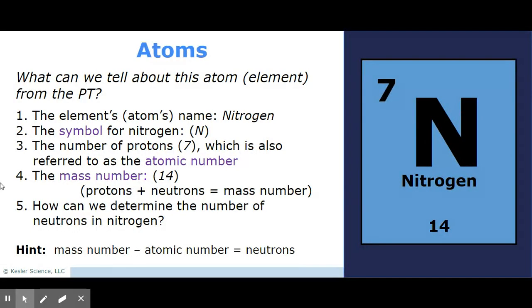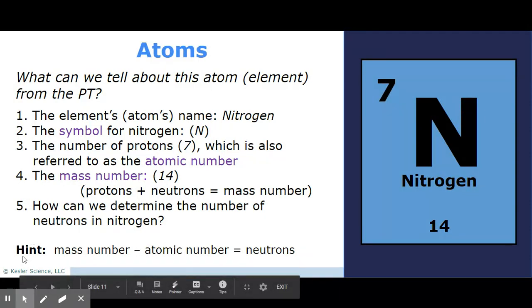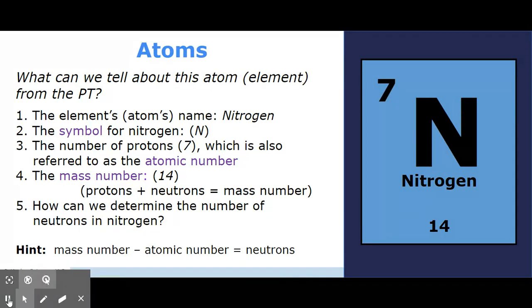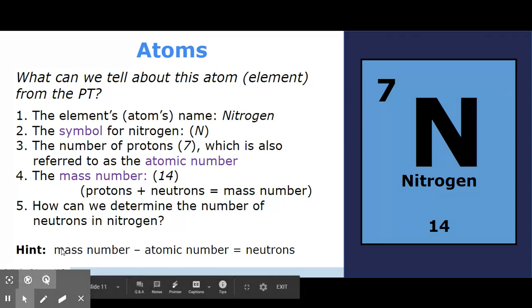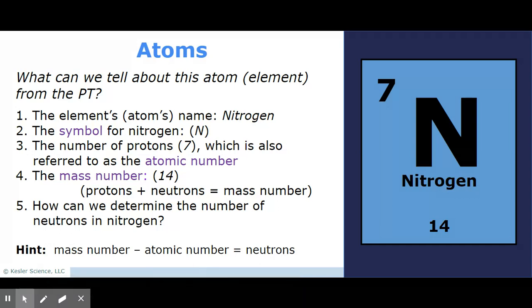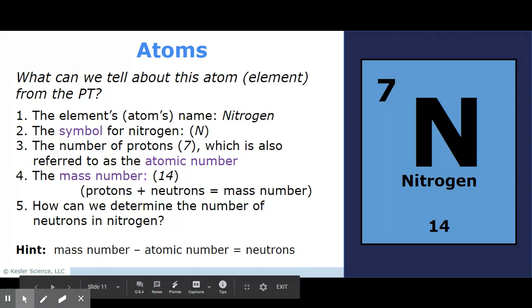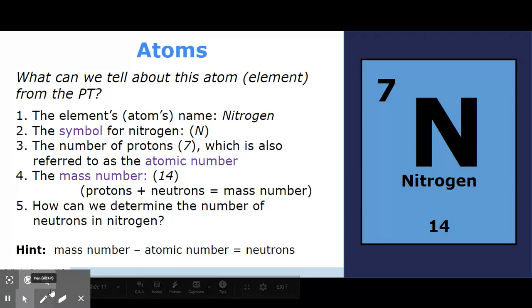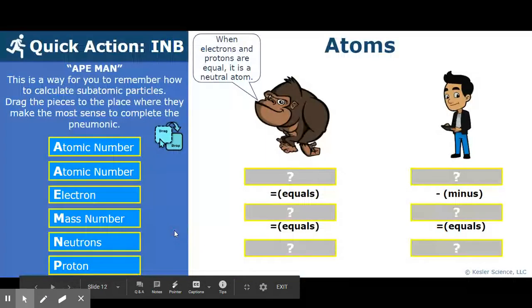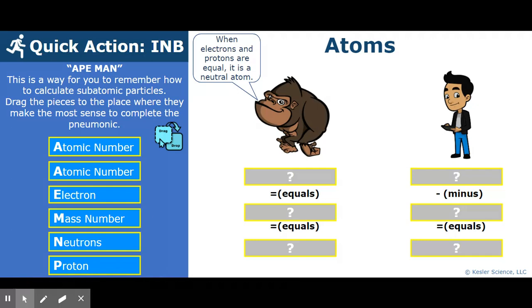How can we determine the number of neutrons in nitrogen? So a hint is your mass number minus your atomic number equals neutrons. Okay, so our mass number would be this. Our atomic number would be this. So this minus this equals our neutrons. Right here, we're going to take it and put it into practice.